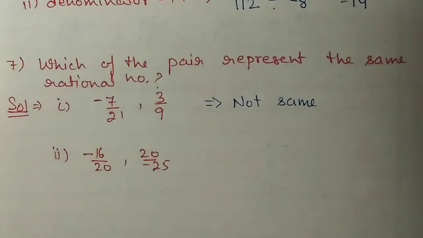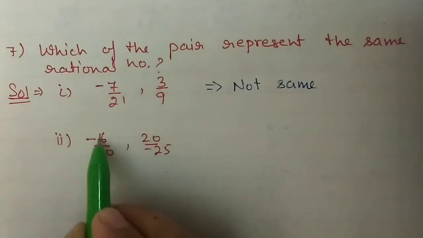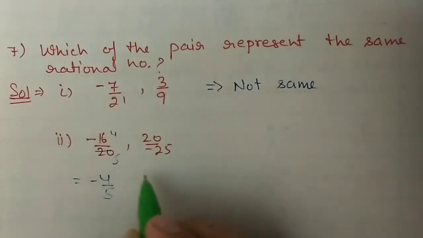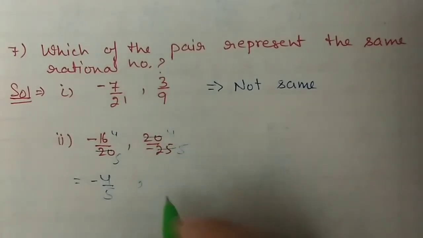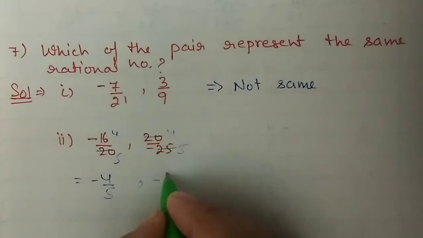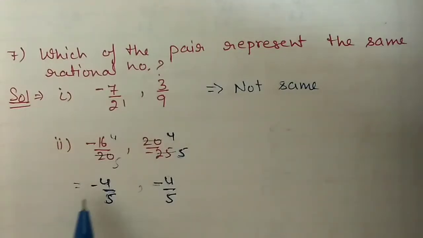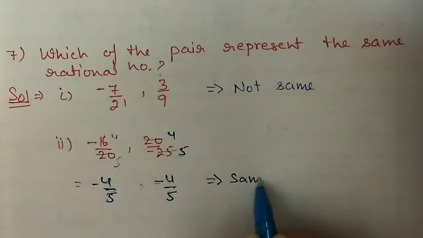For the second one, first we will do the cancellation. With the 4 table you can cancel: 4 fours are 16 and 4 fives are 20. So this will become minus 4 by 5. And here the second one, 20 by minus 5, do the cancellation with the 5 table: 5 fours are 20 and 5 ones are 5. So here you will get minus 4 by 5. After cancellation we are getting minus 4 by 5. It means these both are same.